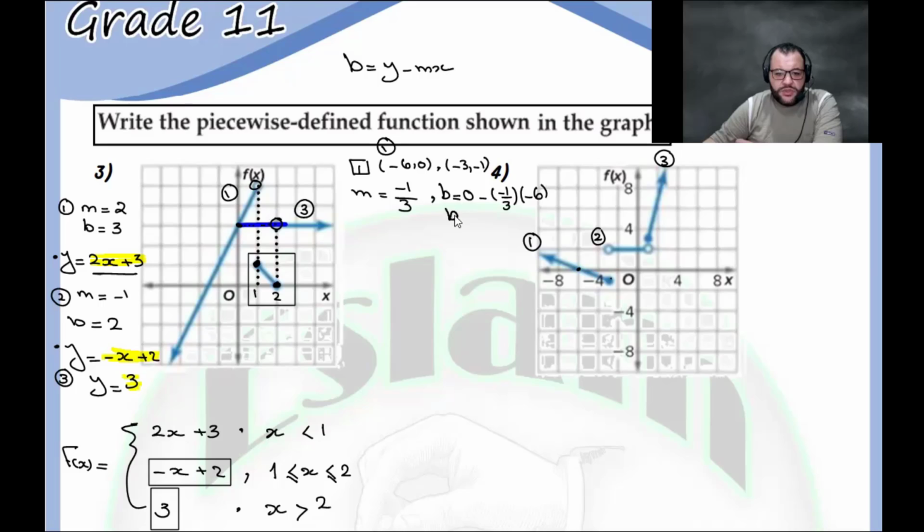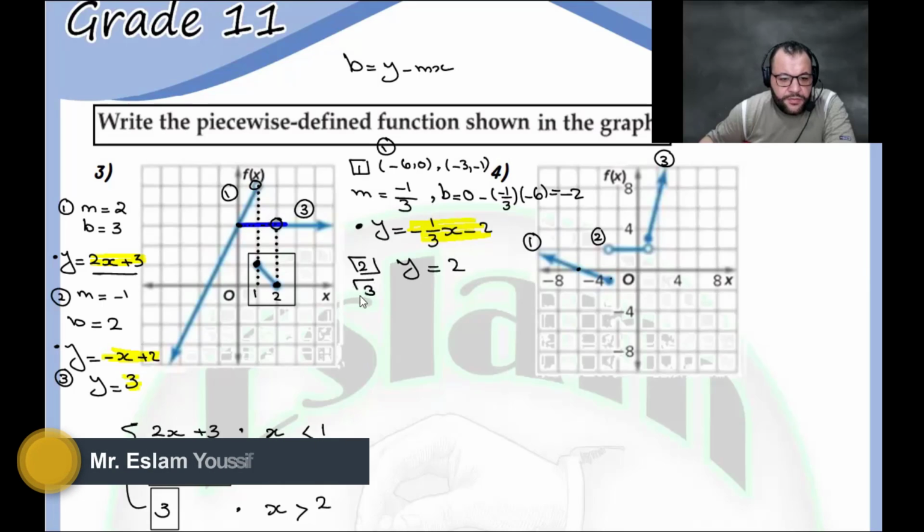That means b equals negative 2. So the equation now would be y equals negative 1 over 3x minus 2. And in the piecewise function, we write only this part, without y. Okay, number 2: what is the equation for line number 2? It's constant, so y equals 2.